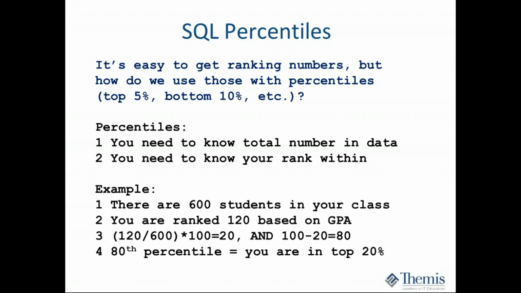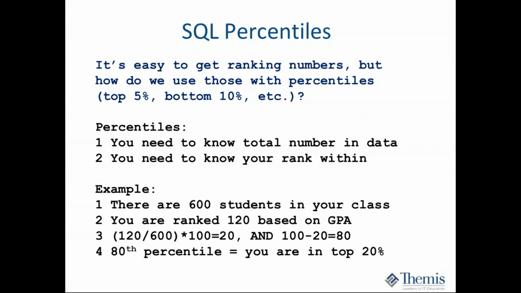So, for example, if there are 600 students in a class, and you're ranked 120, that's 120 divided by 600 times 100 equals 20, and 100 minus 20 equals 80. You're in the 80th percentile, which really means you're in the top 20%. I always found this confusing, especially when kids come out of school testing and the first thing you see on page 1 is that they're in the 90th percentile. You go, 90th percentile, wow, they're way down. Well, no, really what they're saying is you're in the top 10%.